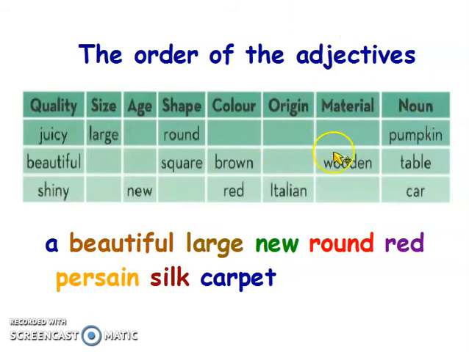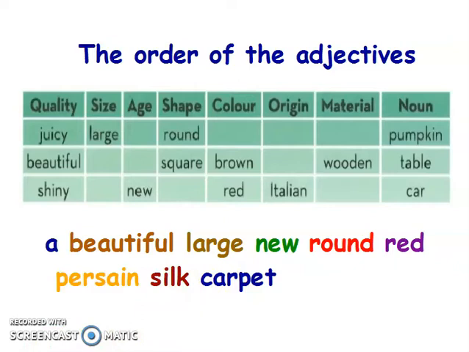Here we have an example. Look, here we describe the carpet. We describe the carpet. Look here, a beautiful, large, new, round, red, Persian, silk carpet. Beautiful is the quality, large is the size, new is the age, round is the shape, red is the color, Persian is the origin, silk is the material. And the carpet is the noun, the last one.